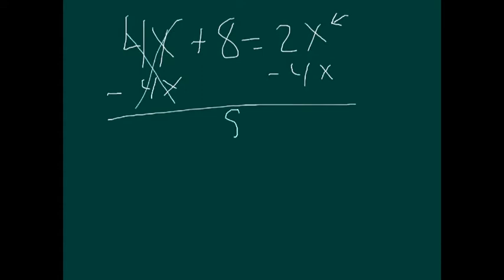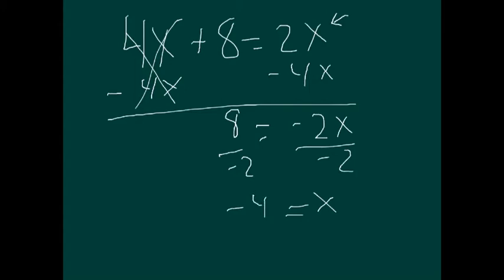Now you have your number alone on one side, and when you subtract, you're going to have your variable terms alone on the other side. At this point, you just divide by -2, and you're left with x equals -4. If you plug -4 in, 4 times -4 is -16. -16 plus 8 is -8. And 2 times -4 is also -8. So the left side does equal the right side.